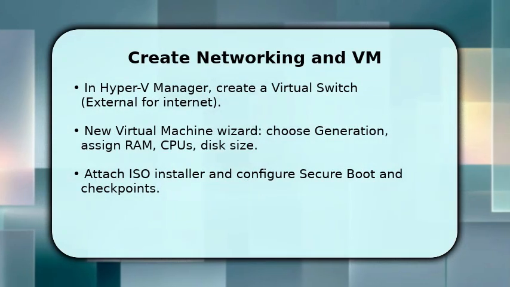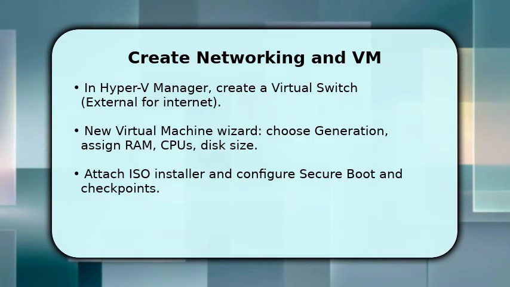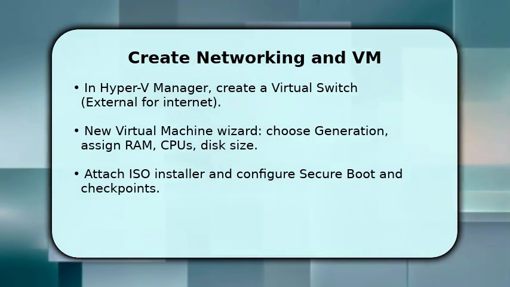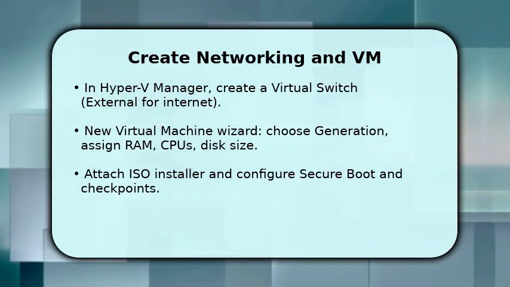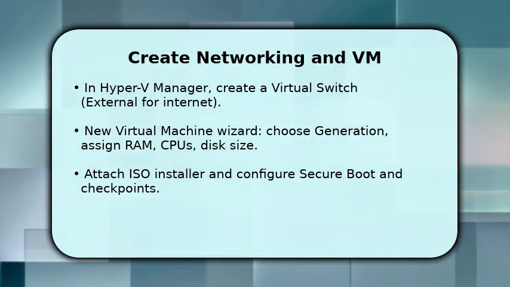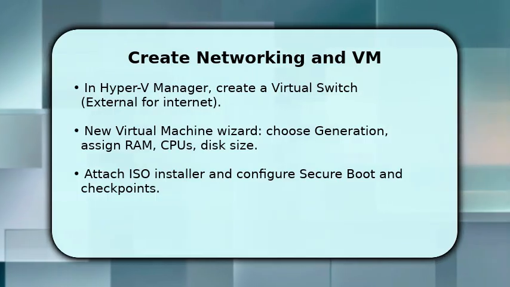Now you'll set up networking and create the VM. Open Hyper-V Manager and first create a virtual switch. Choose external if you want internet access and bind to your NIC. Once done, launch new virtual machine and follow the wizard.